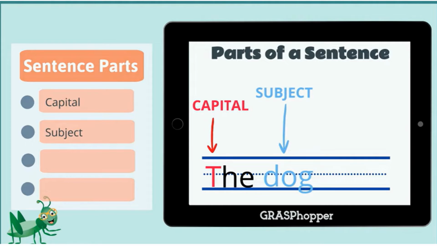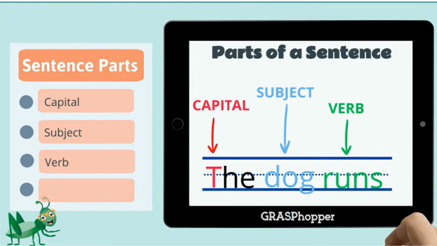And it also has a subject. So when we say subject, ito yung pinag-uusapan. It also has a verb, just like this one. The dog runs. The verb here is runs. Ang aso daw ay tumakbo.